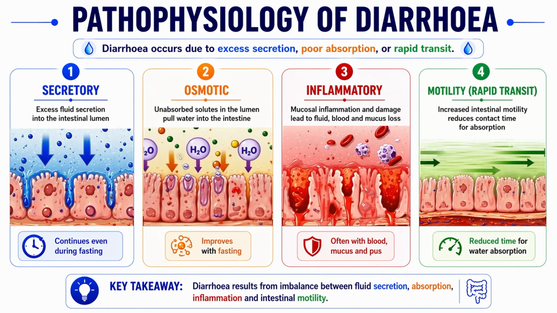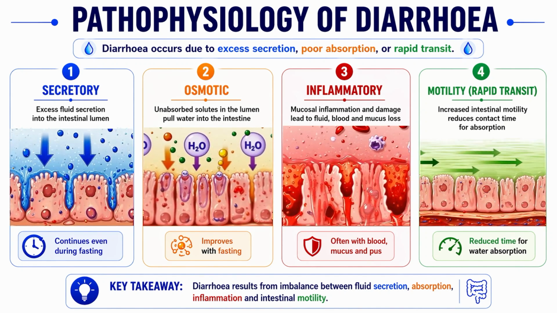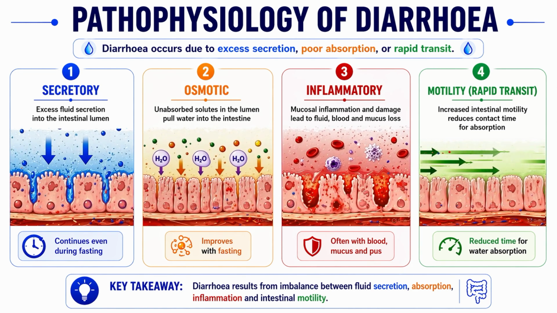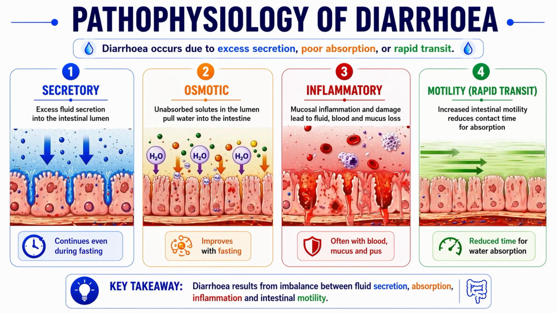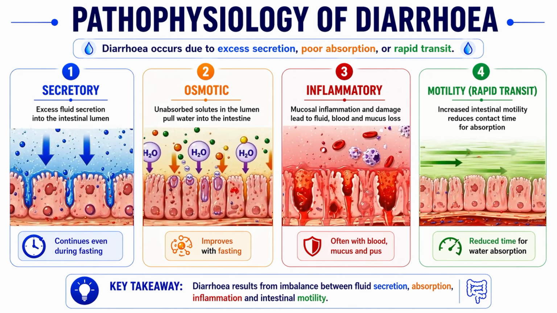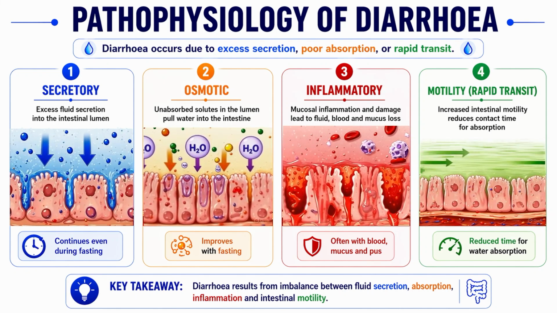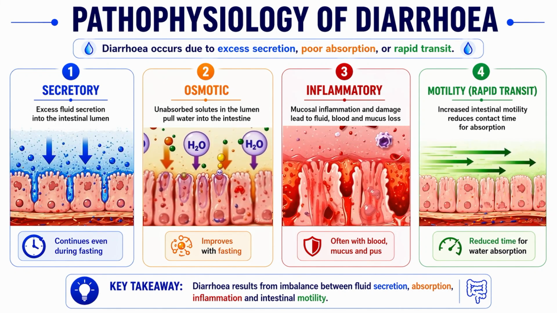Second, osmotic diarrhea. Here, non absorbed substances remain in the intestine and draw water into the lumen. Classic example is lactose intolerance. And importantly, this improves with fasting.